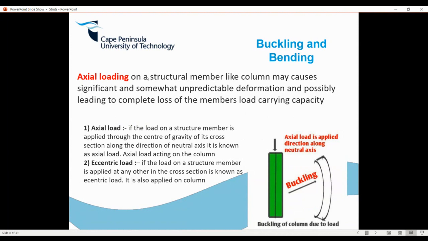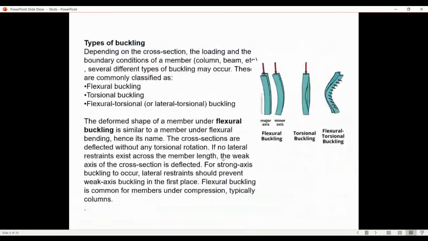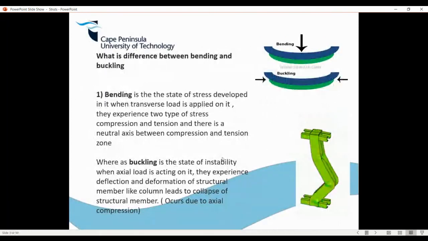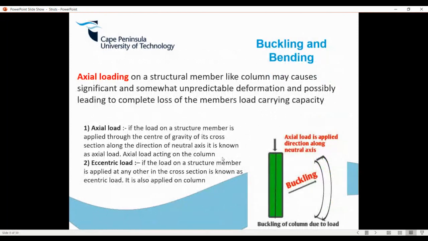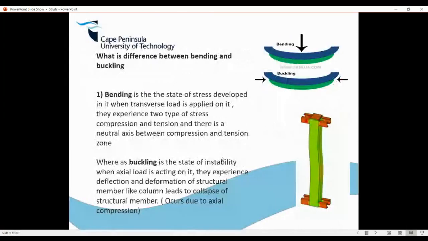Again, the actual loading can be a normal axial load through the center of gravity or the neutral axis, or it could be an eccentric load. Remember the eccentric load we did? As long as it's somewhat close to the axis, it can happen. So an eccentric load can induce the buckling phenomenon. Sorry about that.